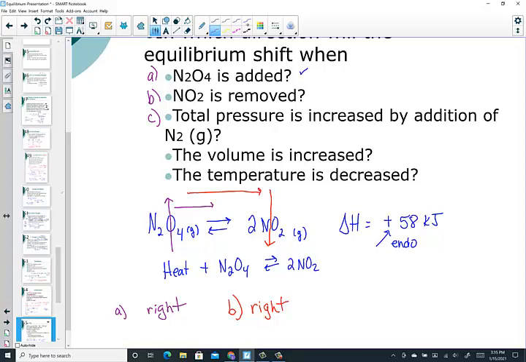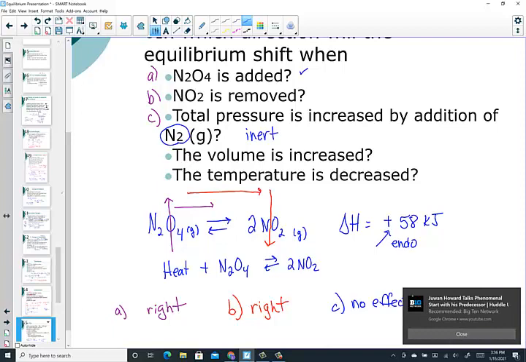How about letter C? Total pressure is increased by the addition of nitrogen molecules. Well, I don't see N2 by itself in its elemental form in either reactant or product. So this is not part of the system that we're studying. Increasing the total pressure by adding a gas that's not involved in the equilibrium that we're studying has no effect. It will not cause the equilibrium to shift left or to shift right.